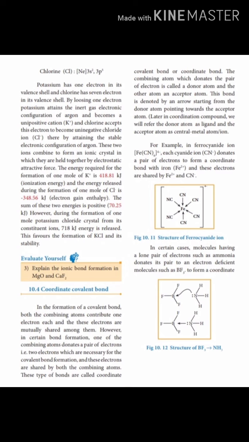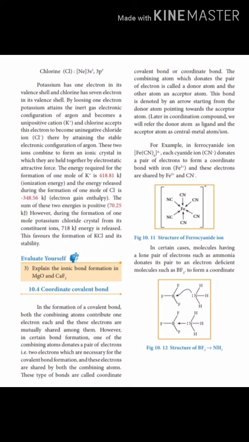By losing 1 electron, potassium attains the inert gas electronic configuration of argon and becomes a unipositive cation, and chlorine accepts this electron to become a uninegative chloride ion, thereby attaining the stable electronic configuration of argon. These two ions combine to form an ionic crystal in which they are held together by electrostatic attractive force.